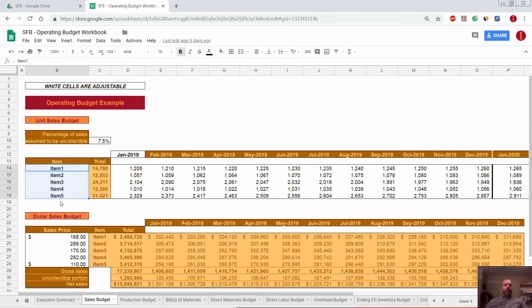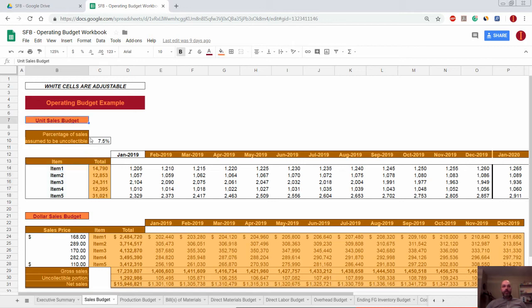I use the same Item 1 through 5 examples in more or less all of my spreadsheets. Your business probably has more than 5 items for sale, and that's of course probably good because that translates into more sales for you. But like I said, these are big spreadsheets, so to keep them halfway reasonable, I'm only using a company with 5 items as an example.